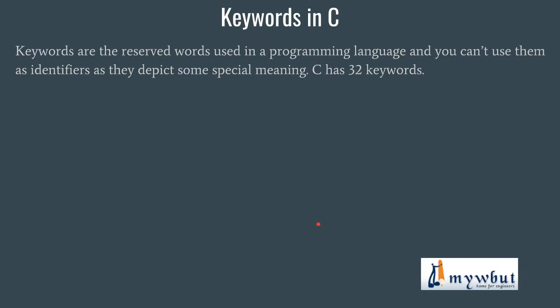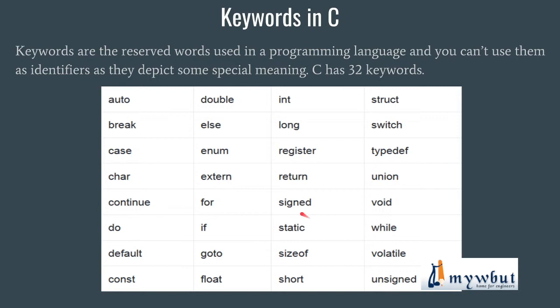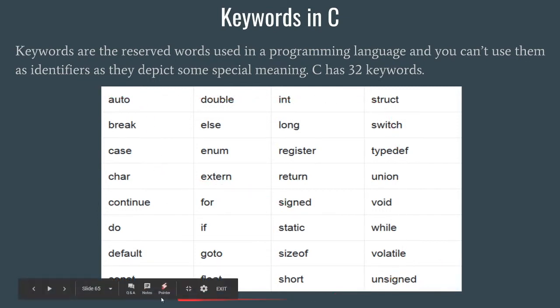Next, we have keywords in C. Keywords are certain reserved words which are used by the programming language itself. You cannot use these words as your identifier names. That means these words are already reserved by the programming language. And the C programming language has 32 such keywords. Let us take a look at all of those. So this is a list of all the 32 keywords that C has. For example, auto, break, case, char, continue, do, default, const, double, int, long, switch, etc. So these are the 32 keywords that C has.